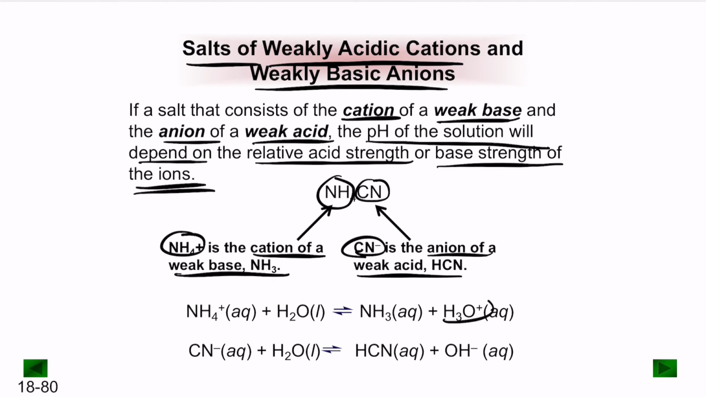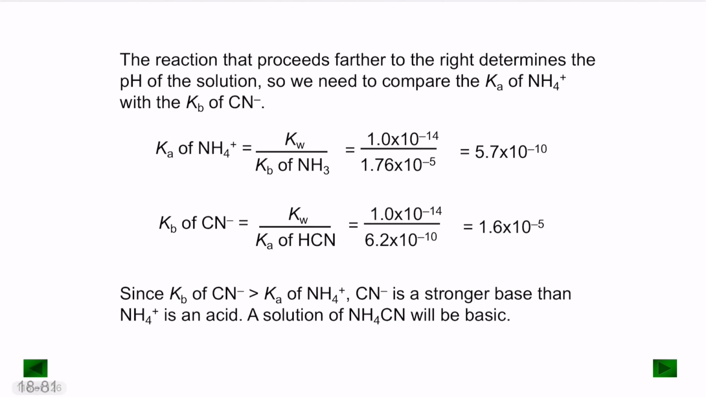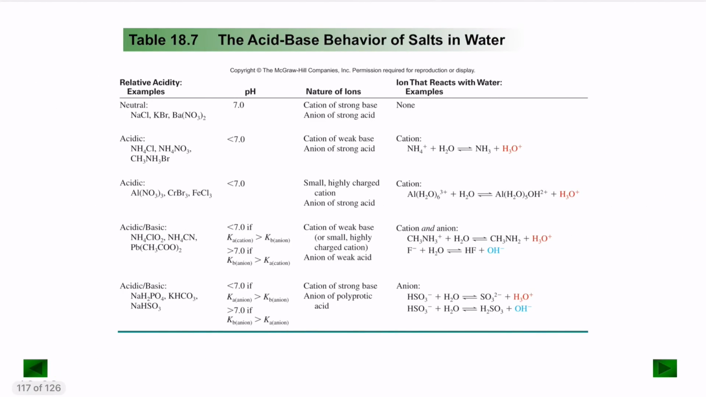Both of them release a certain amount of H3O+ and OH- ions, but the relative acidity and basicity between the two ions is what determines the result. Notice here the Ka value for NH4+ and the Kb value for CN-. The Kb value is much higher, which means that this solution will be basic. The K values will decide what type of solution is present. So this is the acid-base behavior of salts in water.